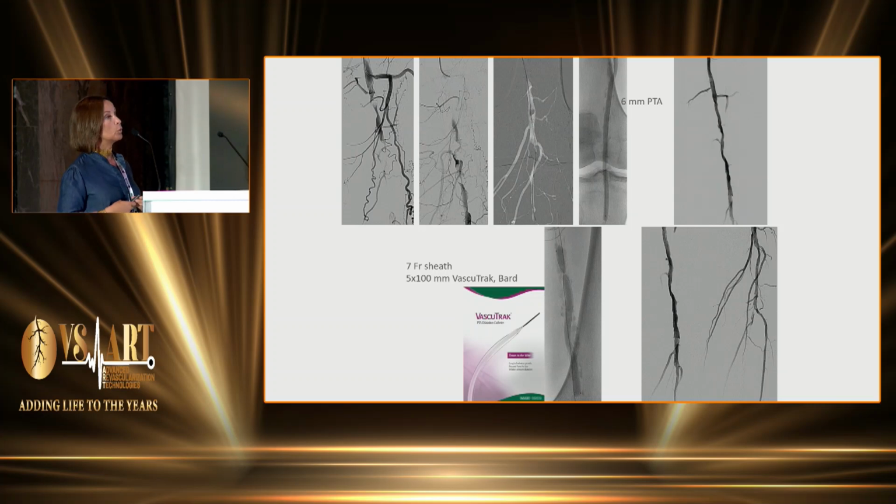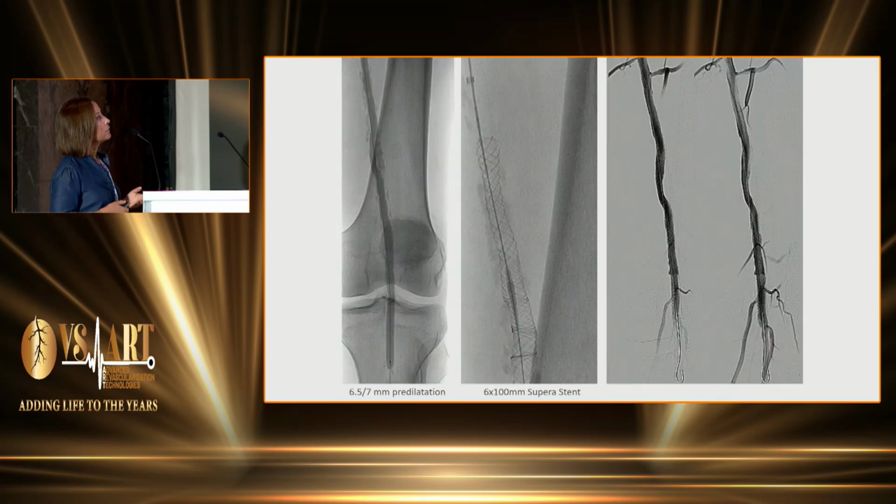We started above with a standard PTA, but the result was not enough with a 6 millimeter balloon. So we moved to a scoring balloon, in that case a VascuTrack. We changed the sheath according to what was requested. We performed the angioplasty, and it was again absolutely not enough. So we decided to implant a stent.